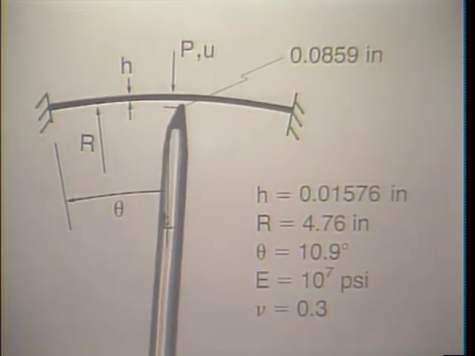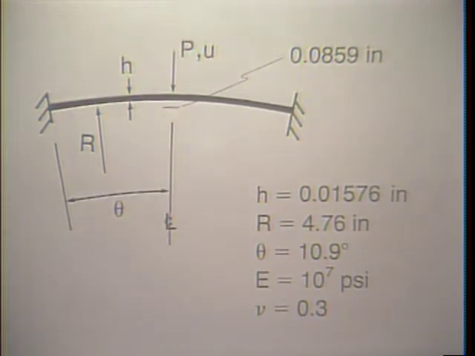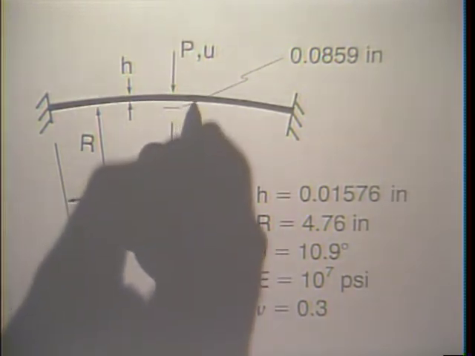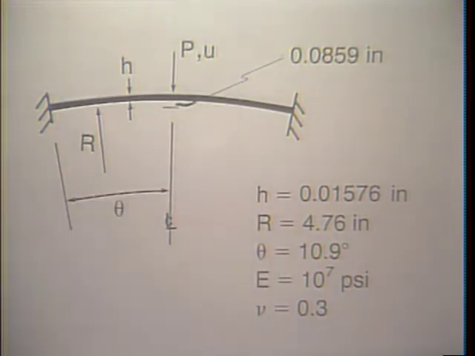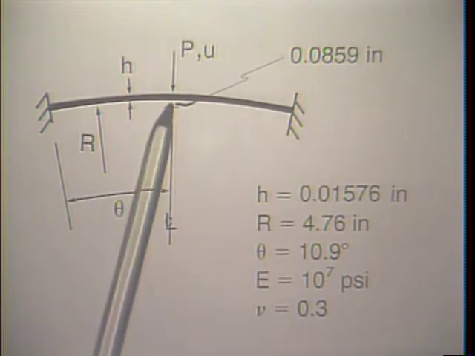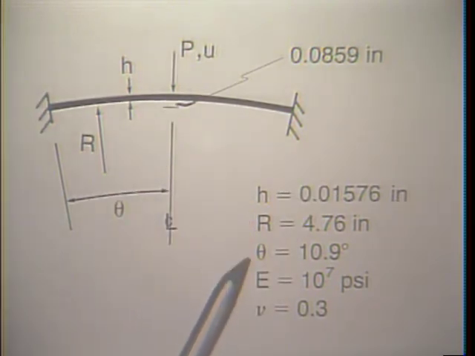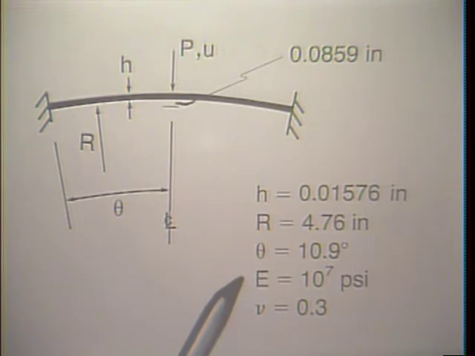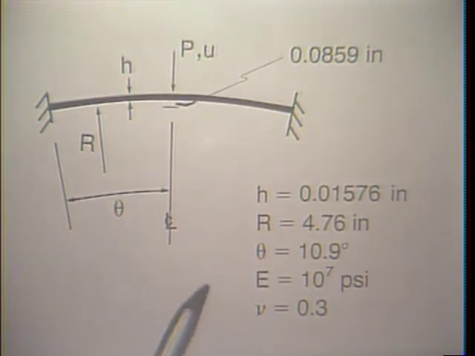Notice that this distance here, and let me show it a little bit clearer here on the view graph, like that, is equal to 0.0859 inches. Here you see the other geometric data of the shell, and here you see the material data. We perform an axisymmetric analysis of this shell.